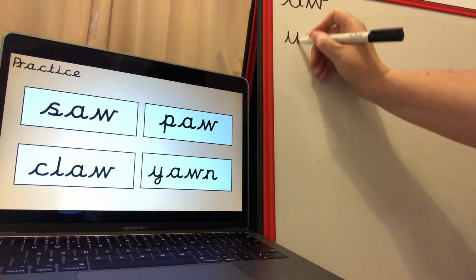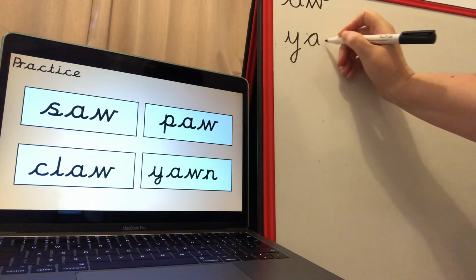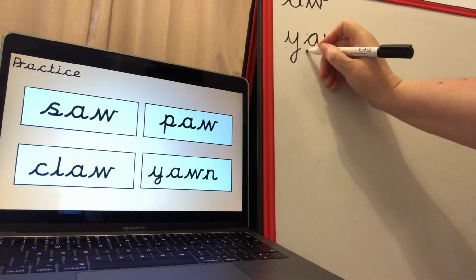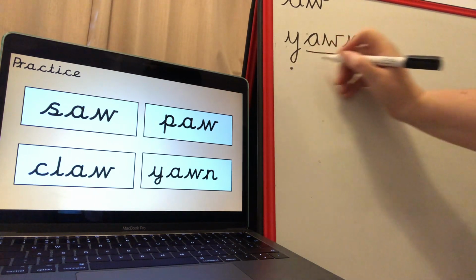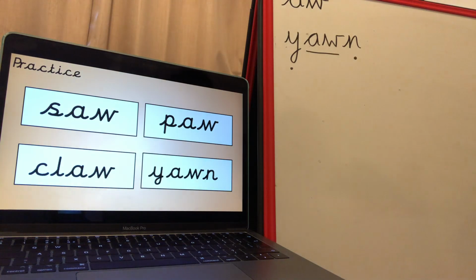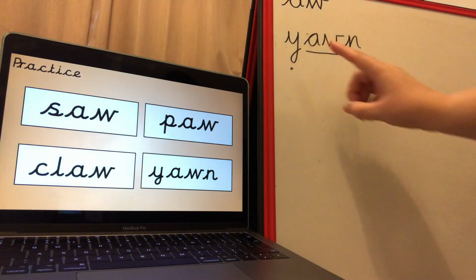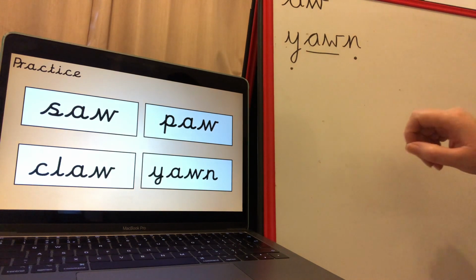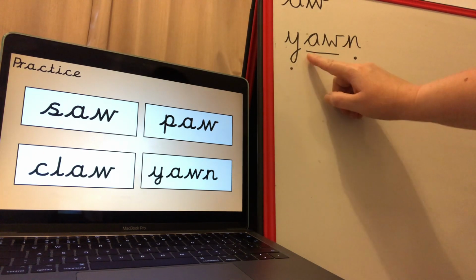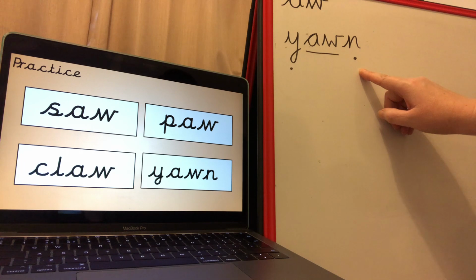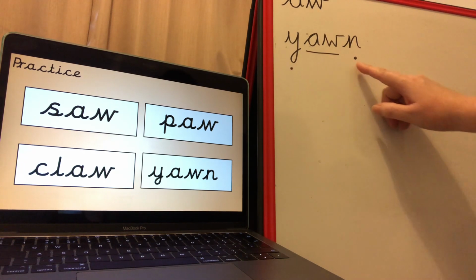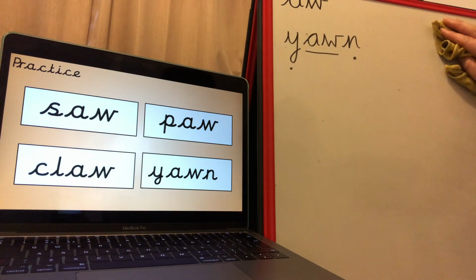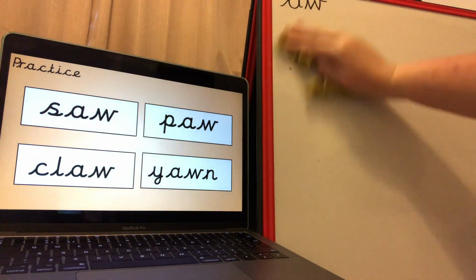Okay, I'm going to catch up with you. Zip my digraph, button my other graphemes, and can you segment and blend it? It says yawn, yawn, yawn. I hope you're not all yawning today. Hopefully you had plenty of sleep last night.